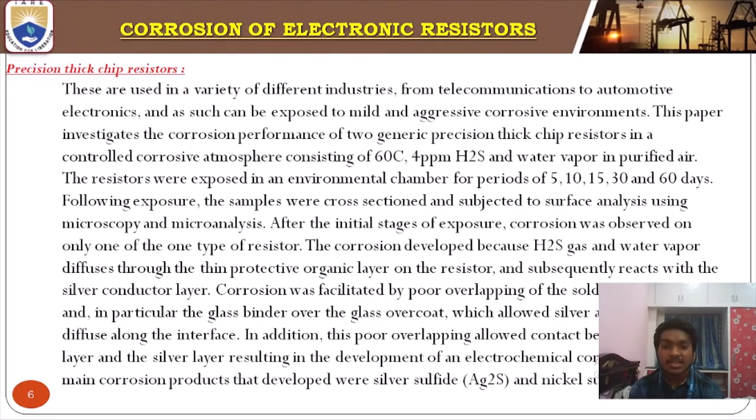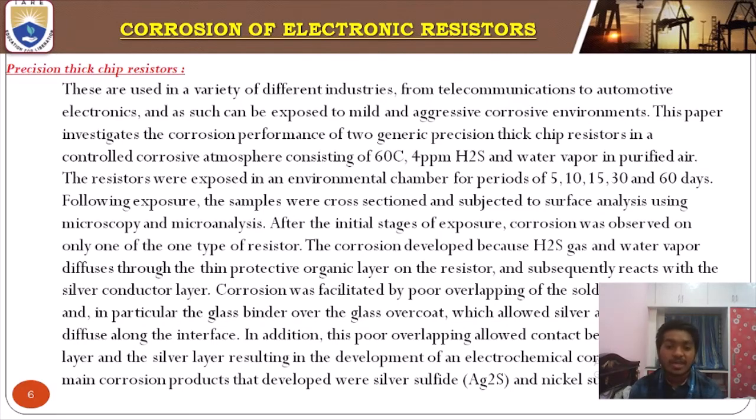After the initial stages of exposure, corrosion was observed only on one type of resistor. This we will conclude in the final conclusion. The corrosion developed because H2S gas and water vapor diffuse through the thin protective organic layer in the resistor and subsequently react with the silver conducting layer.